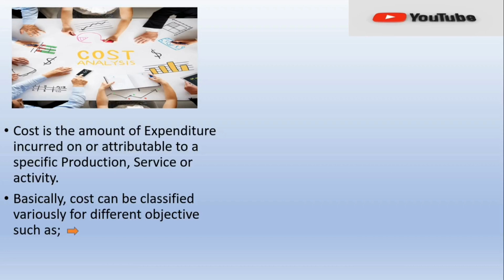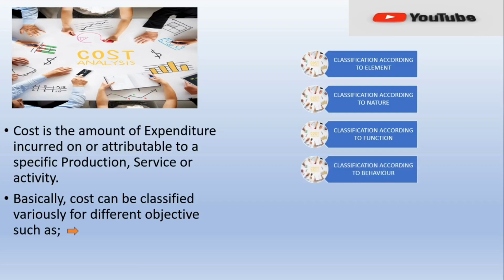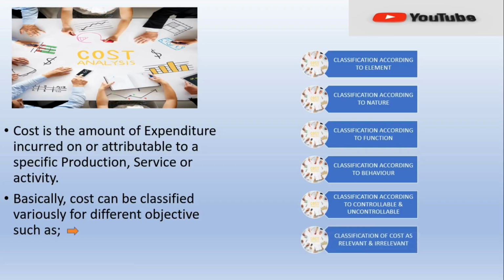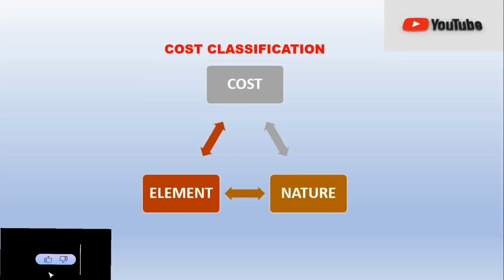Basically, cost can be classified variously for different objectives, such as: 1. Classification according to element. 2. Classification according to nature. 3. Classification according to function. 4. Classification according to behavior. 5. Classification according to controllable and uncontrollable, and classification of cost as relevant and irrelevant, while we have other classifications of cost. But for the purpose of this episode, we are going to dive into cost classification according to element and nature.